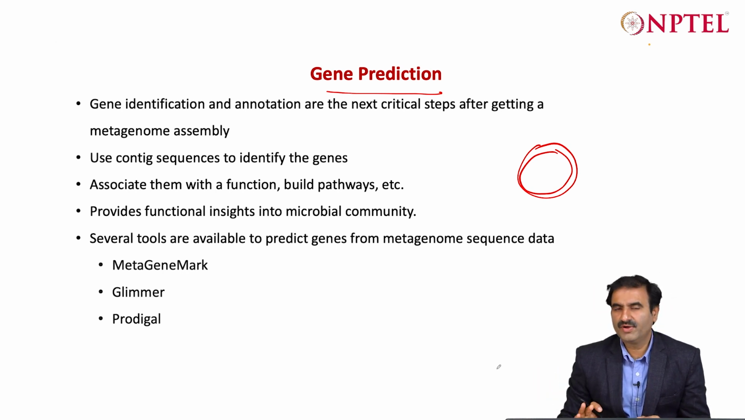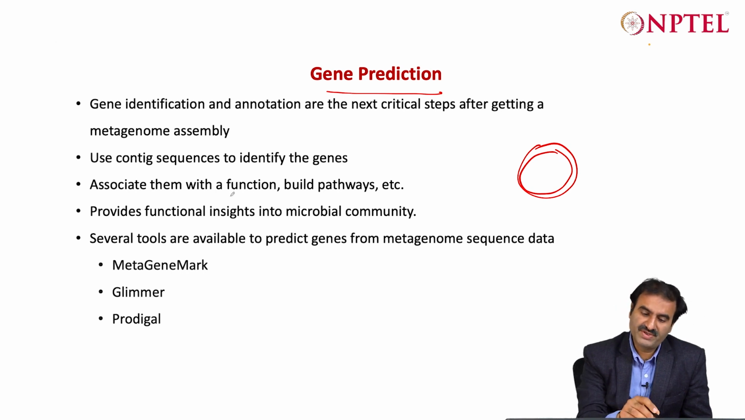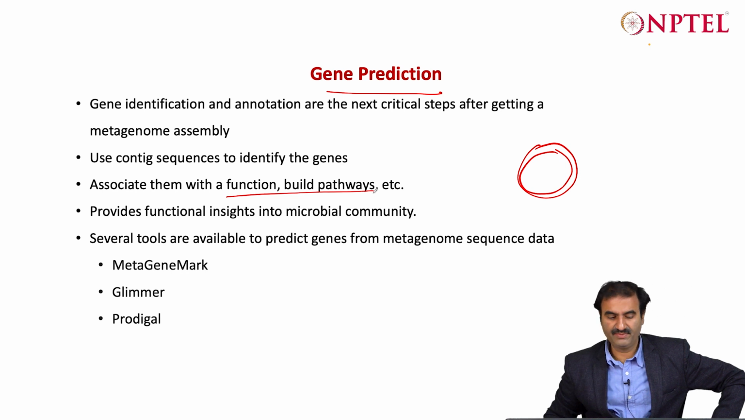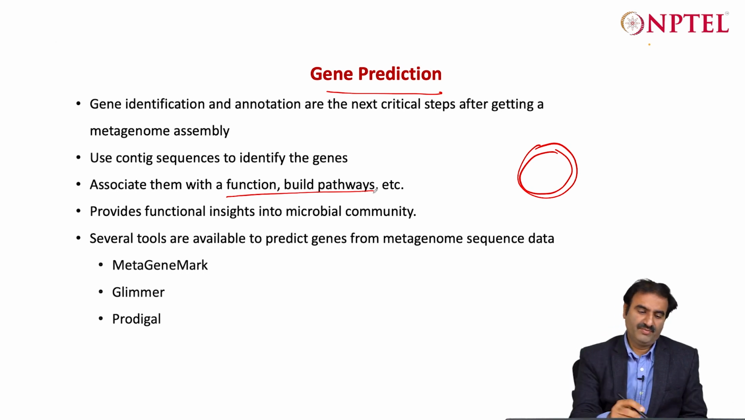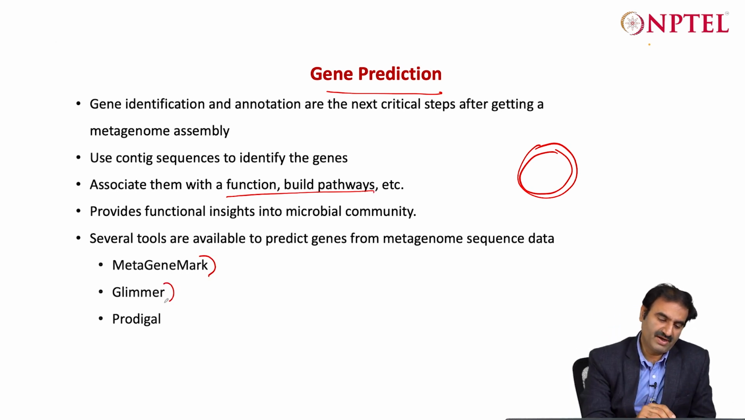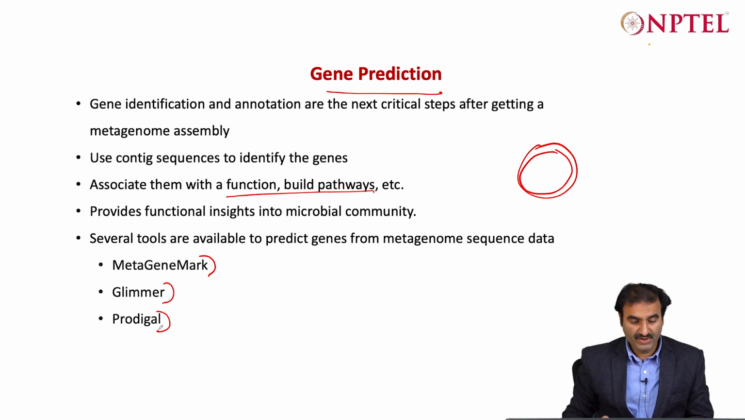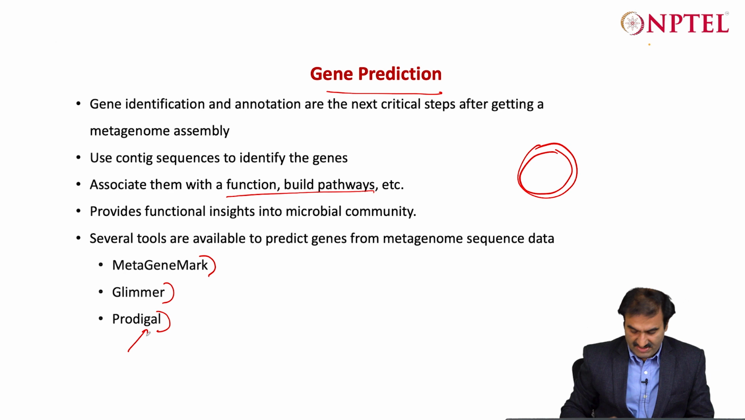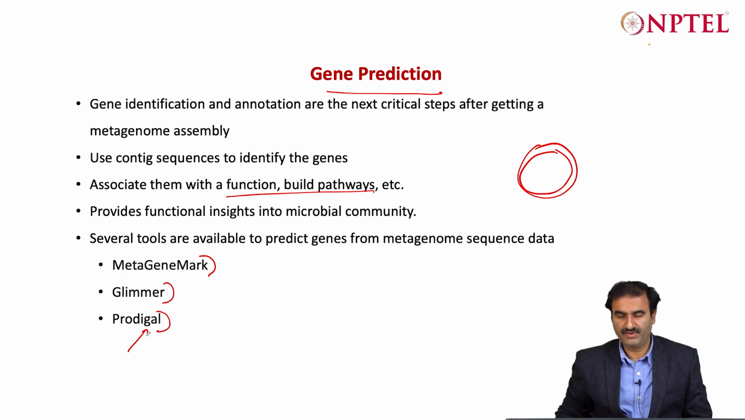So you can go for read level or contig level gene prediction, and then use that information for function annotation or building pathways, and getting more details about the community. The tools could be MetaGeneMark, Glimmer or Prodigal, which can be used for gene prediction. Prodigal is generally used these days.